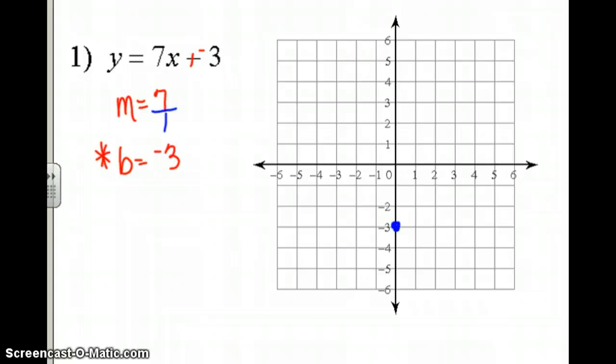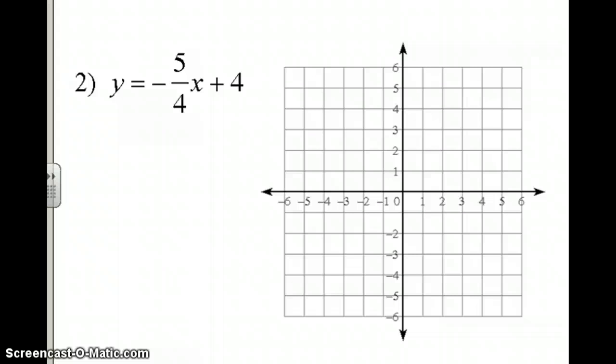What this is saying is that from this point, negative 3, you're going to go up 1, 2, 3, 4, 5, 6, 7, and to the right, 1. So we have a point right there. I actually cannot fit any other points on my graph, so that would be my line.